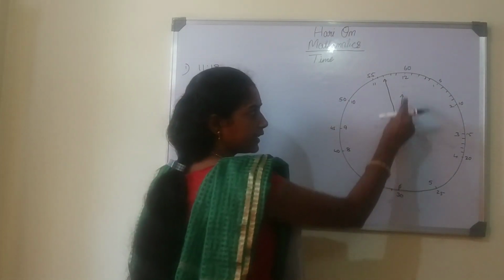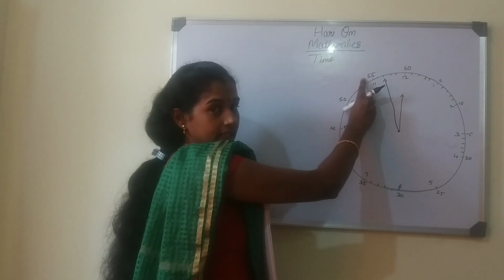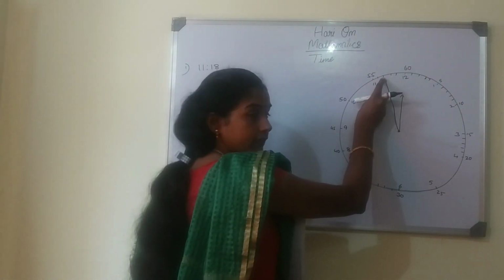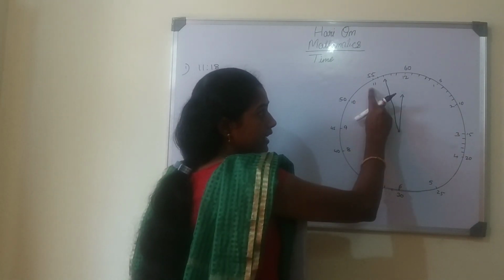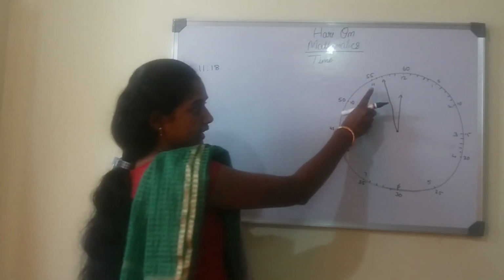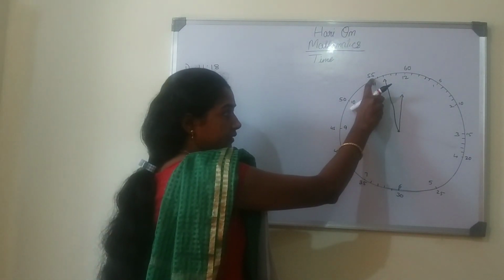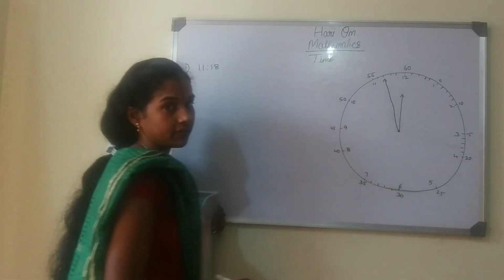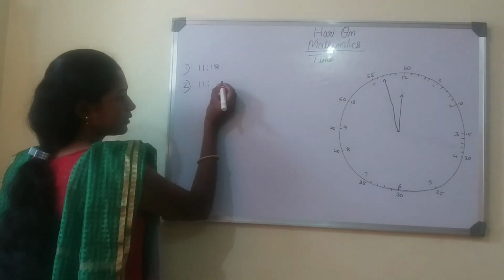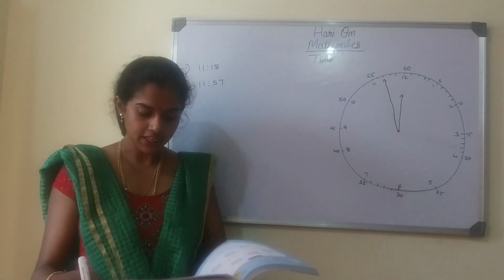So here it is 11 o'clock. If it is at 11, how many minutes? It is 55. After 55, it is 56, 57. So the time is 11 o'clock, 57 minutes. What is the time? 11 o'clock, 57 minutes. Understood, children?